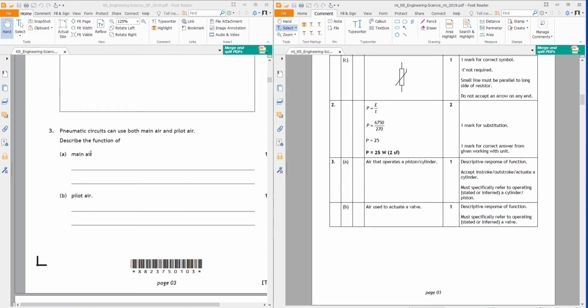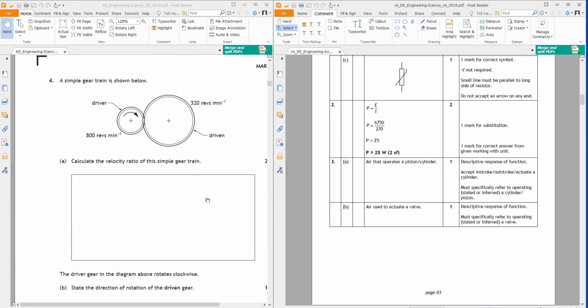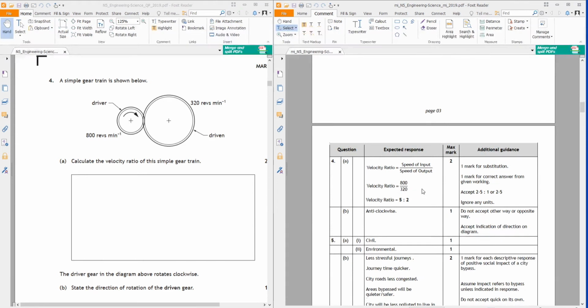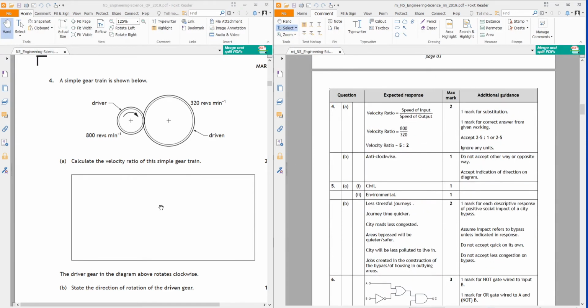Now, main air moves the cylinder, pilot air controls the valves. That's the difference. So the velocity ratio, if you look in your data booklet, it's the speed of the input divided by the speed of the output. In this case, 800 divided by 320, 5 to 2, or in decimal as well. Okay, right. So if this gear here is turning clockwise, this one will be turning anti-clockwise.